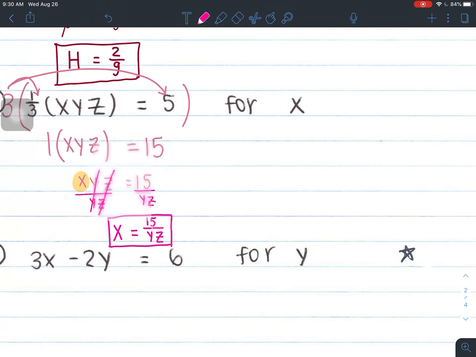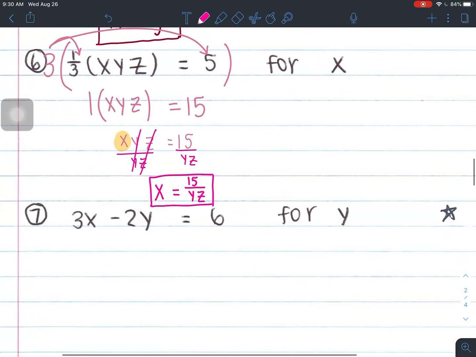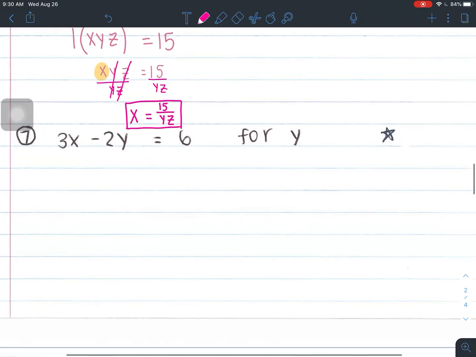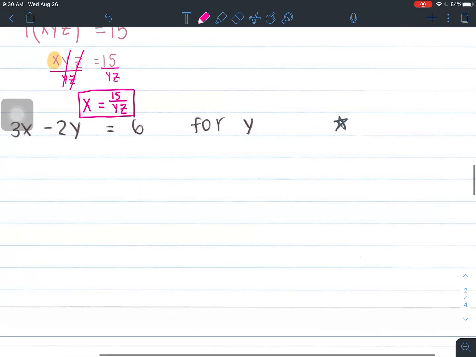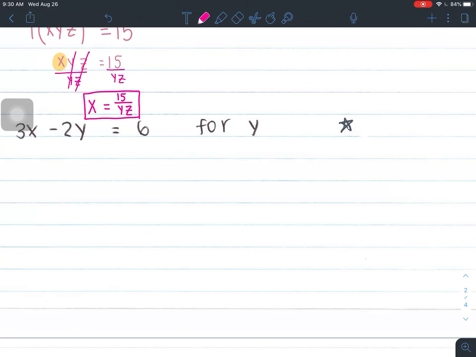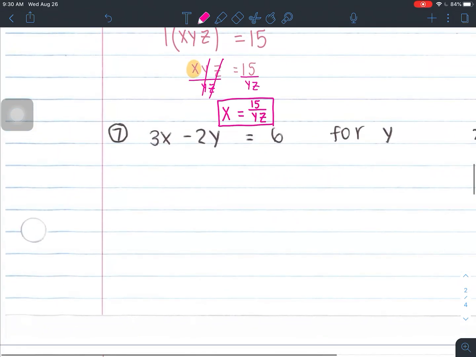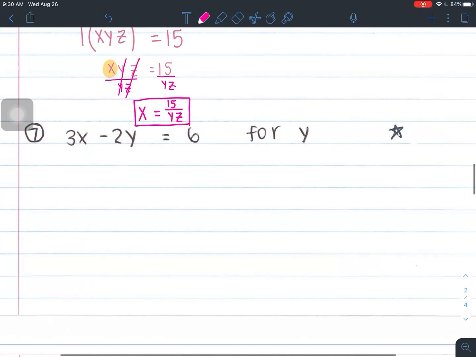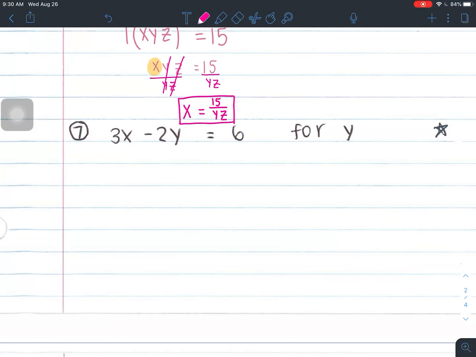And x is by itself because it wanted me to solve for x. All right, number 7. Now, this one is going to be one that tricks us sometimes, and it is because there's going to be some simplifying involved. I don't really remember why I have the star there, but maybe I will remember in a second.